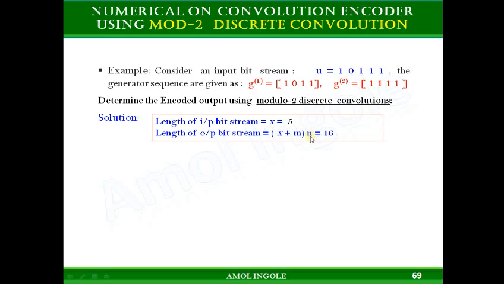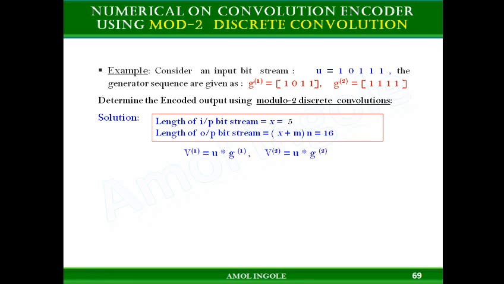And N is 2 in this case. Why? Because there are 2 generator sequences given. That means there will be 2 outputs. So N will be 2. So that 2 into X is 5 and M is 3. So 5 plus 3, that is 8, into 2. So there will be 16 bits in the output.